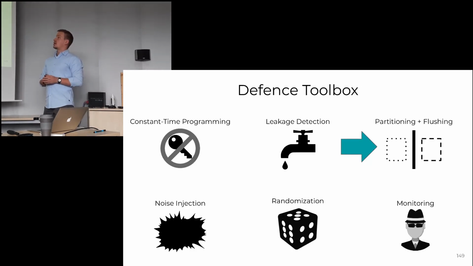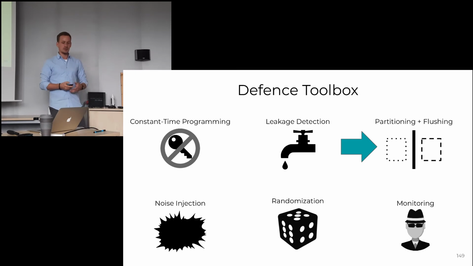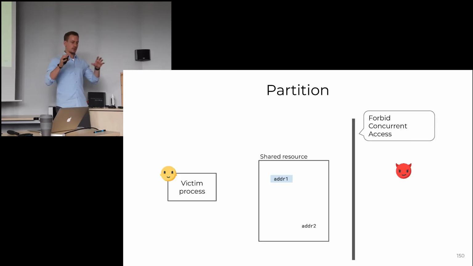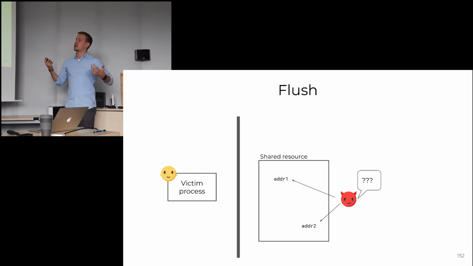The final reliable technique here would be to partition the system. So here the idea would be just to disable sharing. So we have a shared resource, we forbid any entities that run on the system to concurrently access the same resource. So we forbid the attacker to access the same resource while the victim is using it. And when we are handing it over from the victim to the attacker, we first clean it up, so we flush the state of this resource, and only then we hand over. Then the attacker can read it.